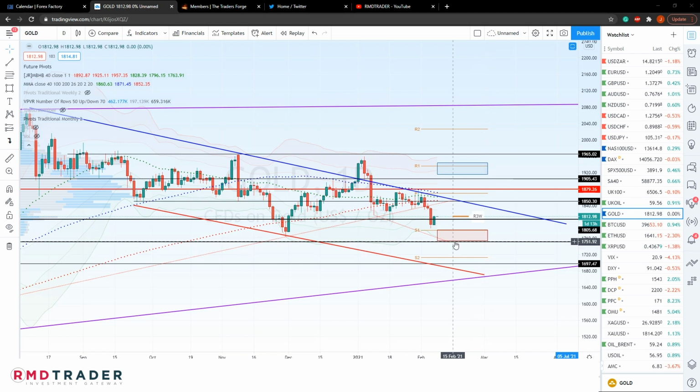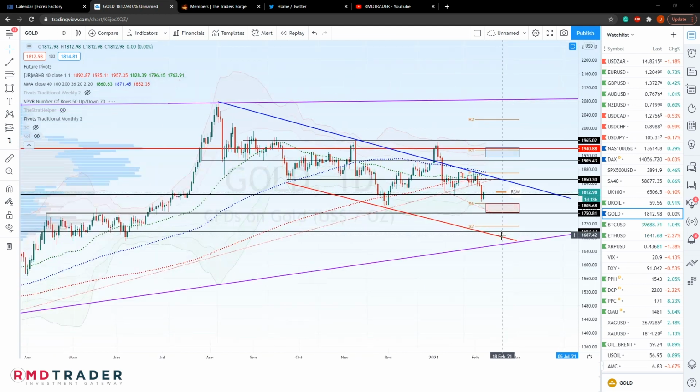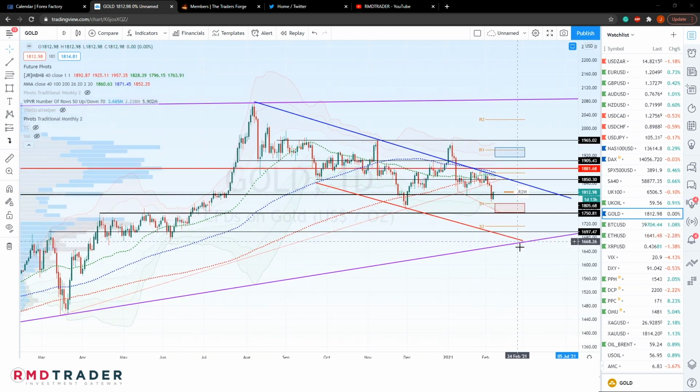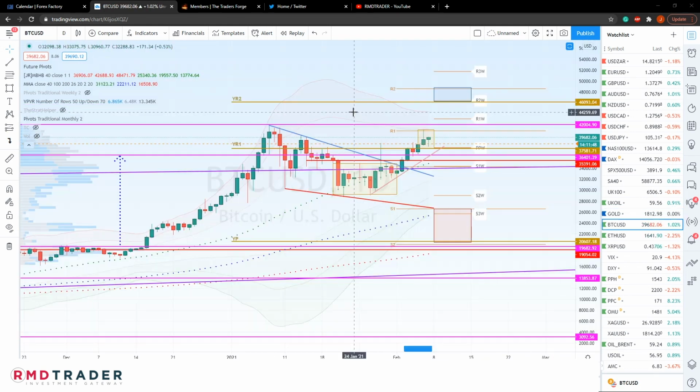However, if price were to break below this 1,750 level, the next levels of support would be around the monthly S2 and this level of support about 1,700, where it will be testing more diagonal support levels. And of course, as you can see, any break below this area would be real dangerous for gold.